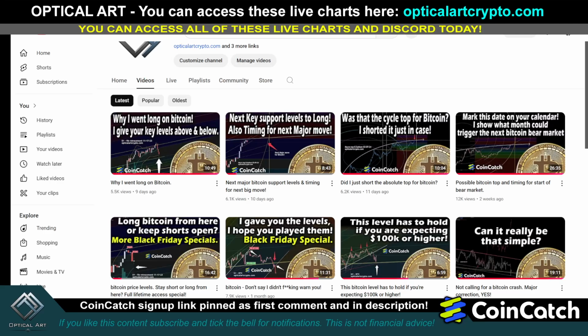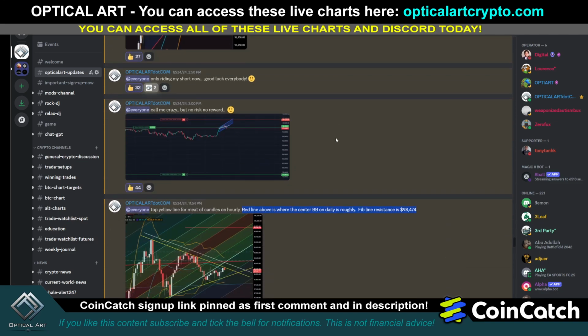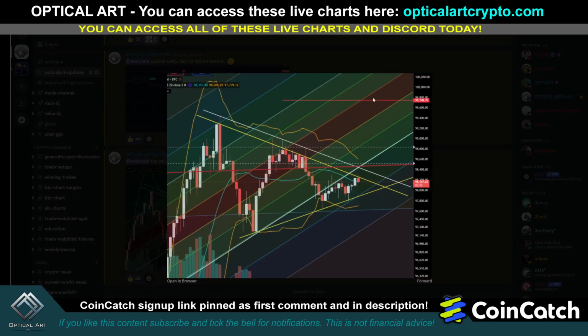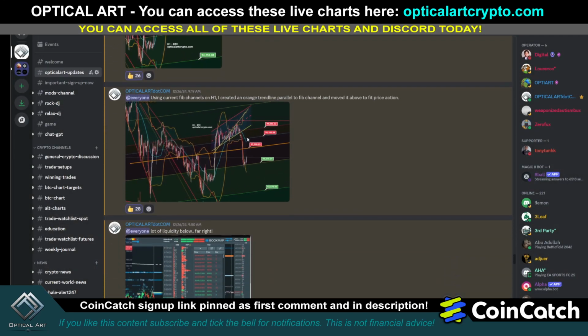Right now, I'm going to tell you right off the bat, 93,000 around that area is our current key support. In Discord, I was showing everyone where to short the point we pushed up from 92K. I was showing the pattern we were in, and I was also showing that it looked like the central Bollinger Band on the daily was a point to short, and I was making that very clear here on the 1 hour. Top yellow line, meet of the candles. I said the red line above is where the central Bollinger Band is in the daily, roughly. Fib line resistance 98,474. So if you pushed up, this is a point to short. And you can see we pushed up to that point. That was a point to short. We dropped, we hit support, and then I gave the next point to short.